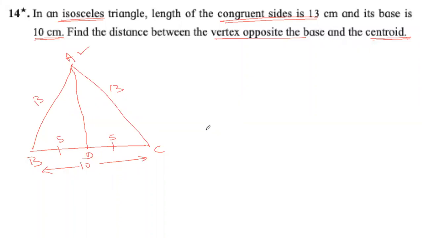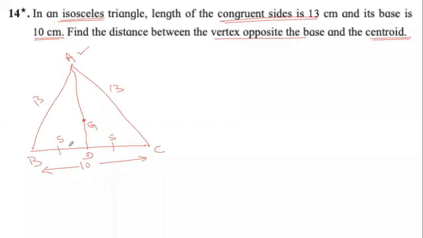Now, the questions that we have solved so far have asked the length of this median AD. But this question is not asking for the length of the median. This question is asking about this length. Suppose G is the centroid. That means if we draw a median from C to AB, it will pass through G. If we draw a median from B to the side AC, then also it will pass through G.